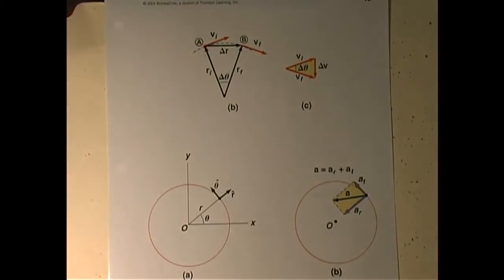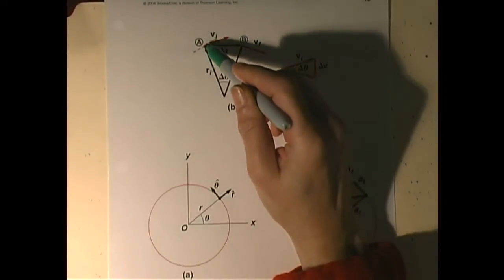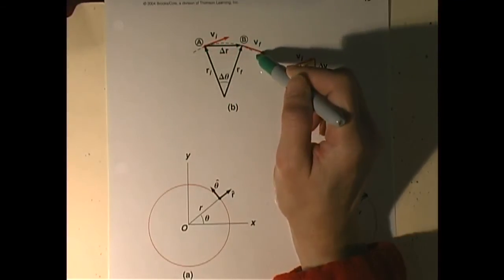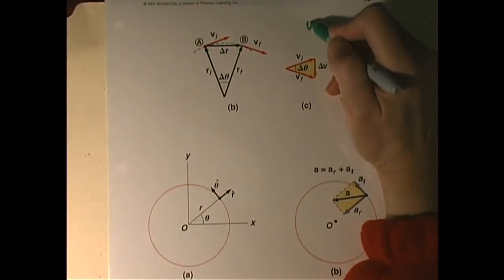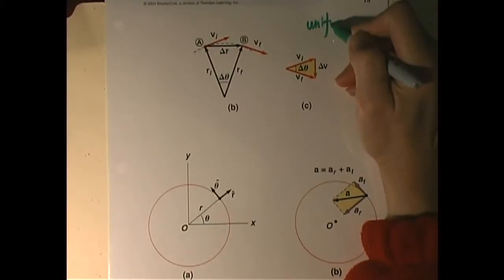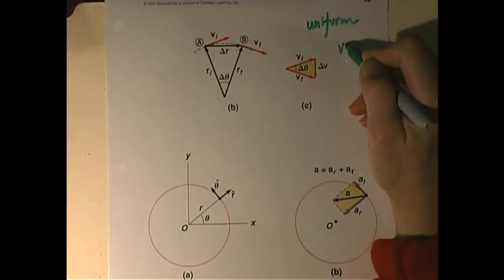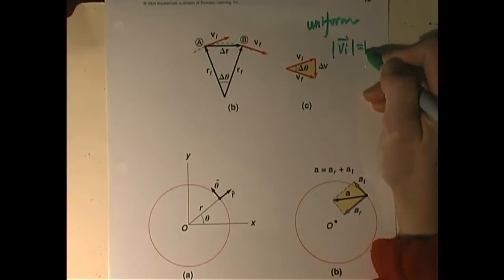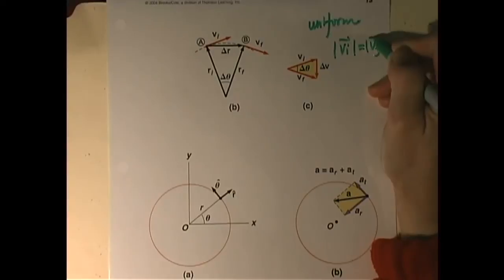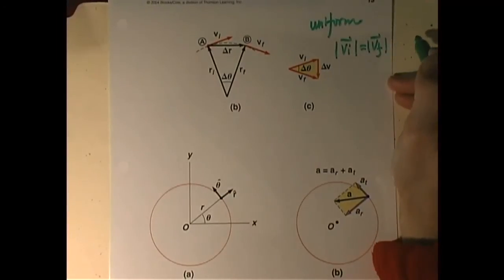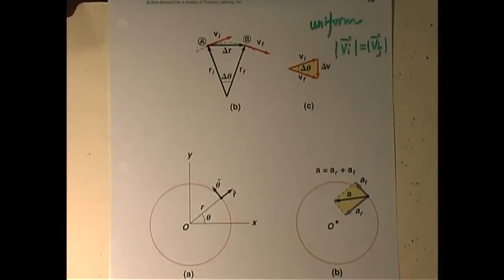Now I want to point out that the lengths of v initial and v final are the same, because remember, for a vector, the length represents the magnitude. Since this is a uniform circular motion, the magnitude of v initial should equal the magnitude of v final at any time. So the lengths of the vectors are the same.